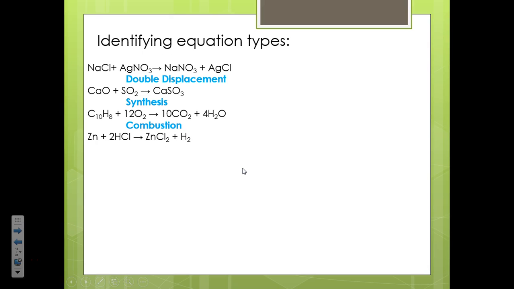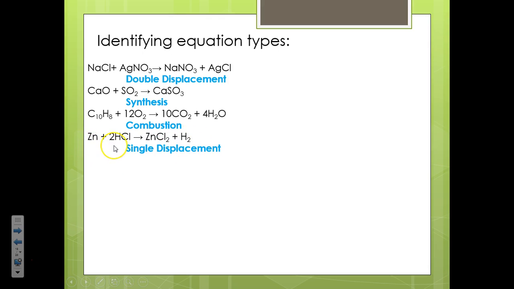This one, zinc plus HCl yields zinc chloride and hydrogen gas. In this one, the zinc is a metal. It's coming in, it's displacing the hydrogen, all right? It's an element displacing an element in another substance. That's called a single displacement reaction. It's different here because we have an element coming in and an element leaving in the end.